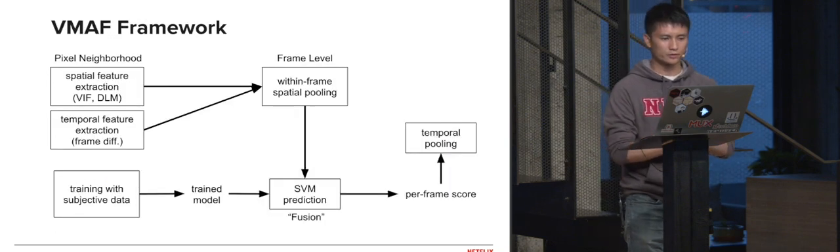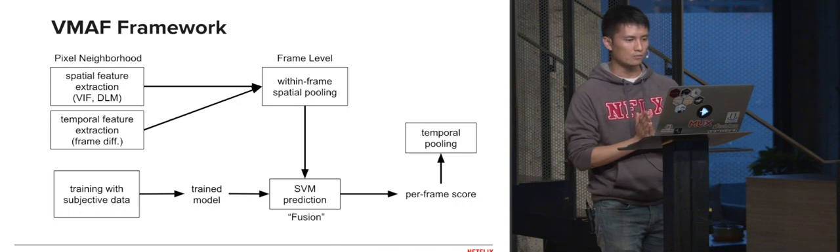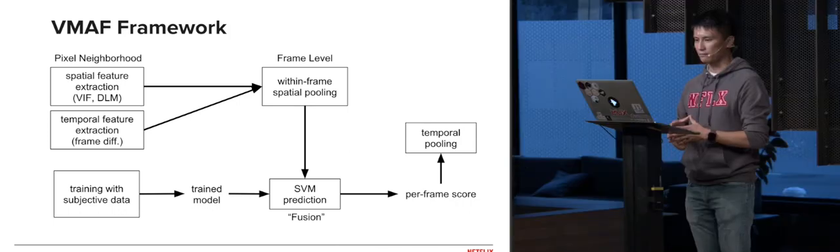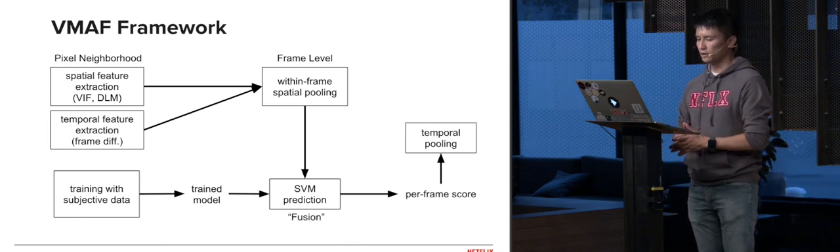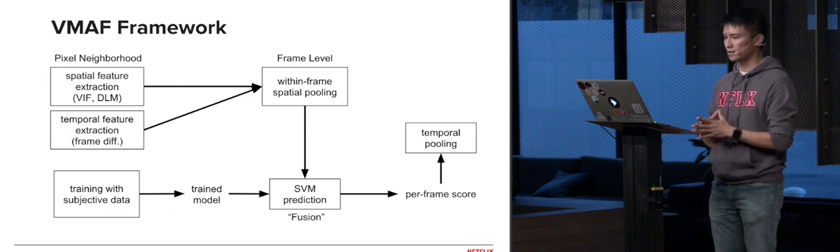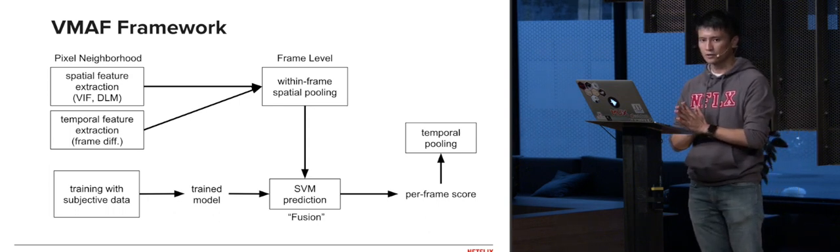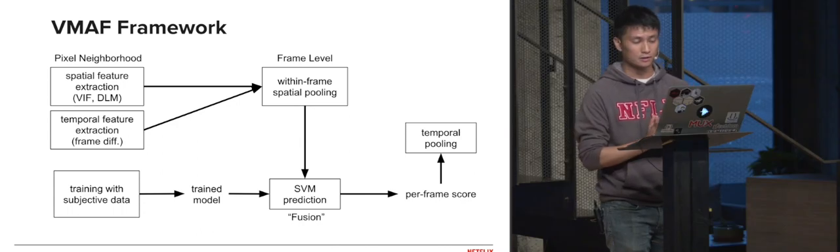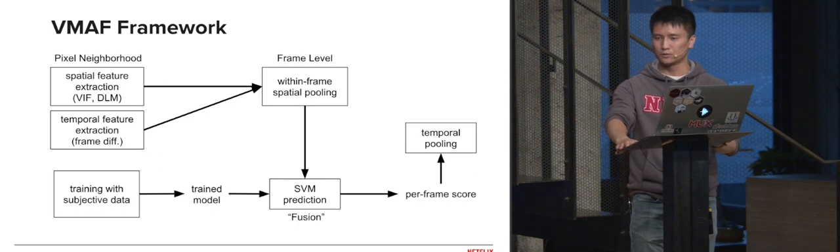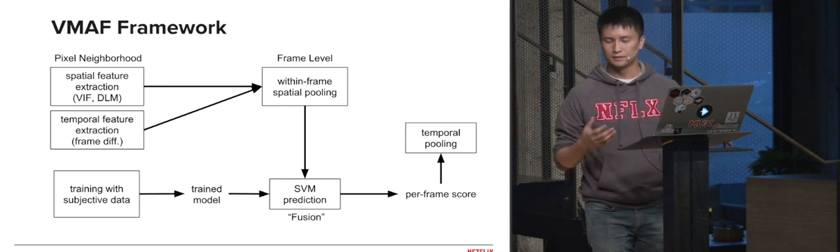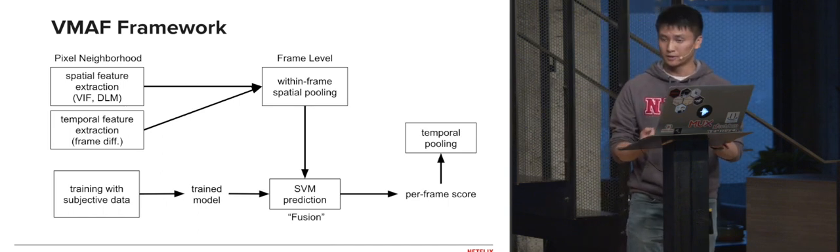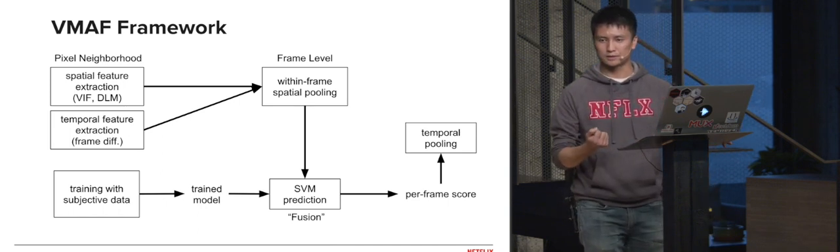So for the next part, I'm going to be talking about the 4K model. Here is just an overview of how the VMAF framework works. Essentially it has two parts. The first part is that we're trying to extract some features, which you can see as elementary metrics, extracted using knowledge we have about the human vision system. And we build those features, and they give predictions that are quality-inducing.